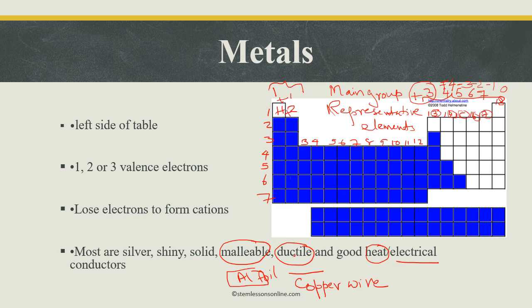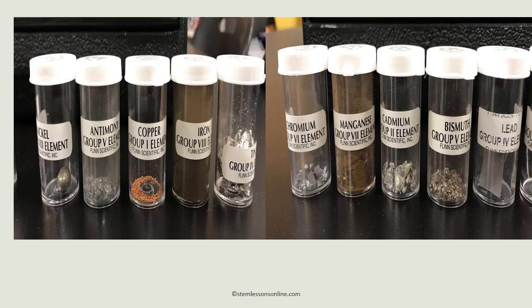And metals lose electrons, as I said here, and they form cations. That's the name of the ion, cation, which are positively charged. Okay, so let's see some examples on metal pictures. Here are some examples: nickel, antimony, copper, iron, and tin, chromium, manganese, cadmium, bismuth, and lead. Some examples from the lab pictures. Okay.